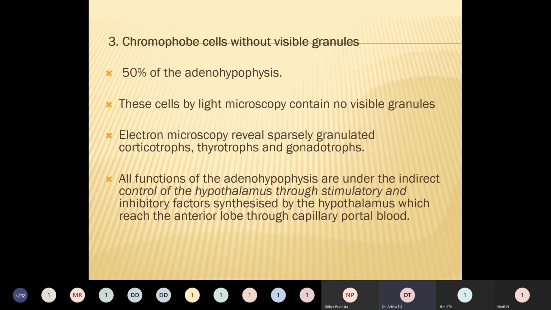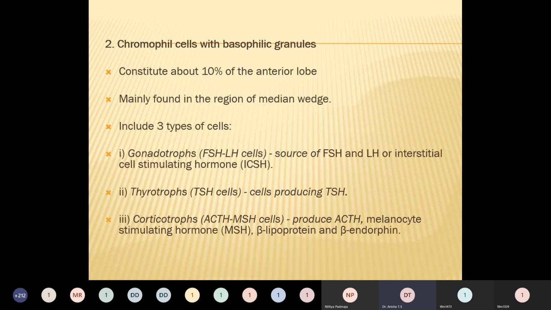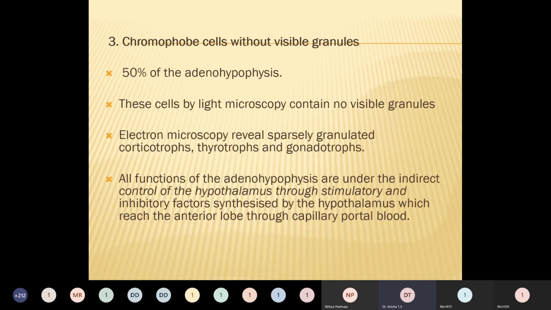Now, these chromophil cells constitute 50%. Okay, chromophil cells have blue granules and pink granules, so that constitutes 50% of the anterior lobe. Another 50% is made of the chromophobe cells. Okay, these chromophobe cells do not have any granules. They are just cells. You can see only the nucleus.